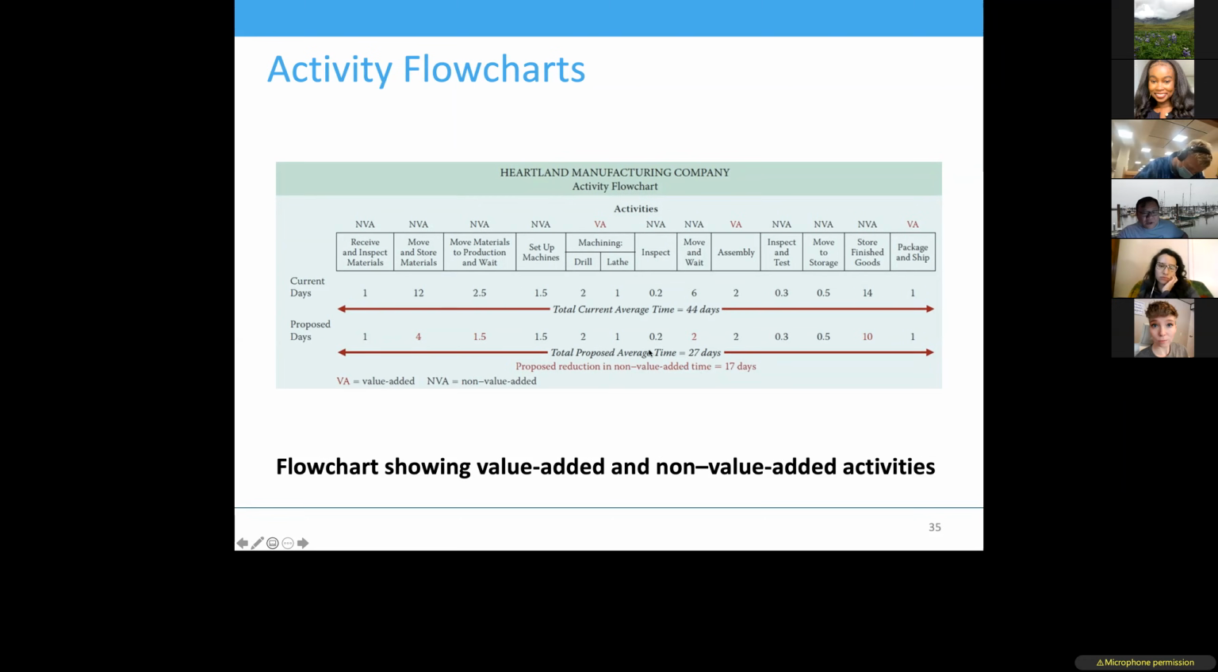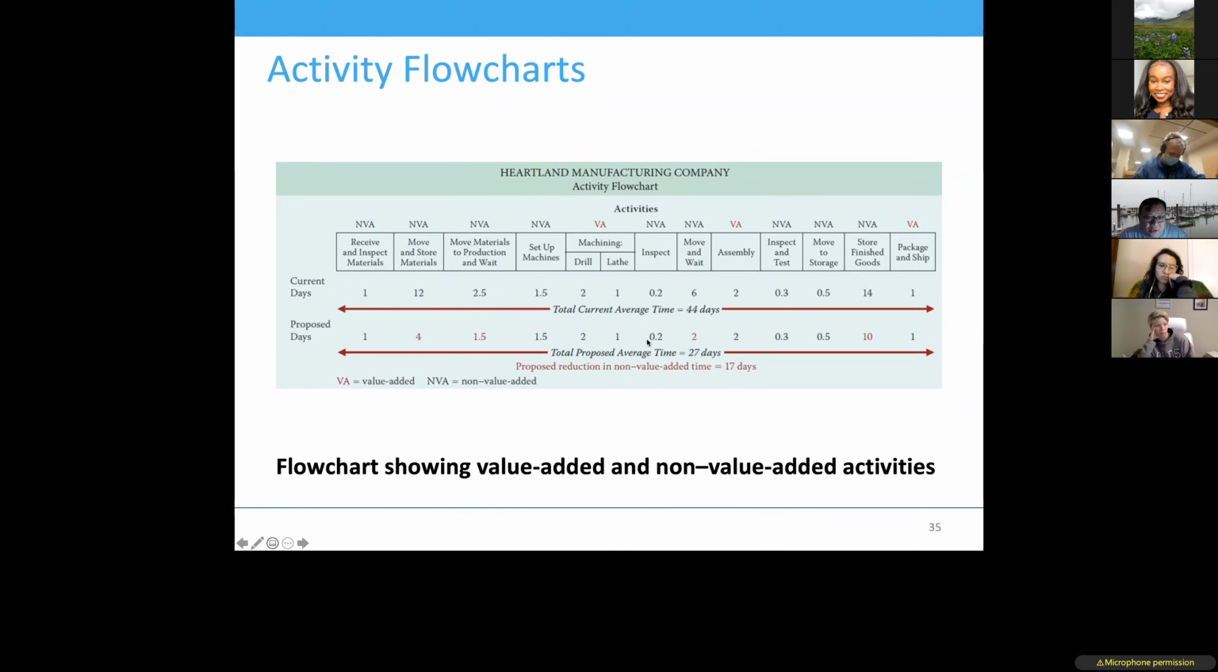So this is a very useful tool, right? Once you examine the activities in your production, you classify them into non-value versus value added. And then you want to see, okay, now it takes 12 days to move and store the materials. 12 days. Maybe you can make it quicker. You want to make it 4 days.